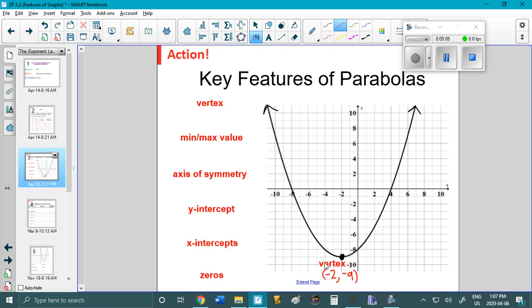Okay, now, that's the vertex. Probably the most important thing from today, I would say. Now the max-min value, that's going to tell us whether this parabola has a maximum or a minimum value, and what that maximum or minimum value is.